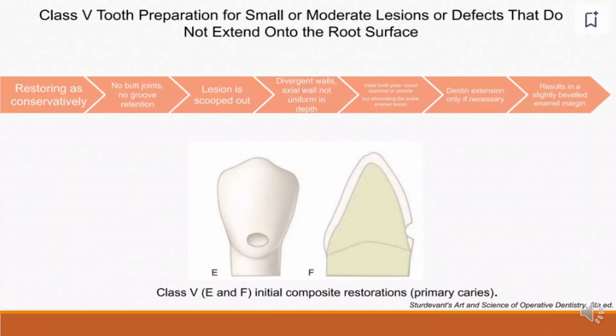See the tooth preparation for small or moderate lesions or defects that do not extend onto the root surface. Using composites, these lesions are restored very conservatively. No butt joints are required, no grooves are required for retention. The lesion is scooped out, divergent walls are okay, and the axial wall is not uniform in depth. Initial tooth prep is done using a round diamond or carbide bur, eliminating the entire enamel lesion. Dentin extension is done only if necessary. It results in a slightly beveled enamel margin.